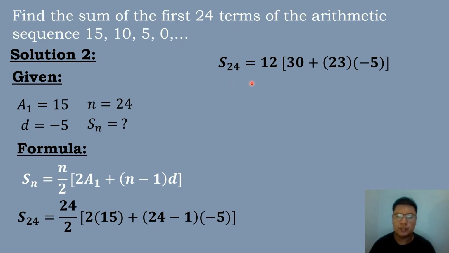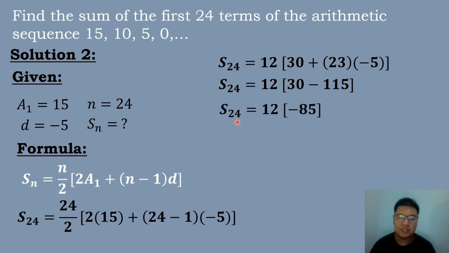S sub 24 is equal to 12 times 30 plus 23 times negative 5. So we have 2 times 15 is equal to 30 plus 24 minus 1 is 23 times negative 5. Then bring down S sub 24 equals 12 times 30 minus 23 times negative 5 is negative 115. Bring down S sub 24 equals to 12. And then 30 minus 115 is negative 85. And then negative 85 times 12 is negative 1020. So the sum of the first 24 terms of the arithmetic sequence 15, 10, 5, 0 is equal to negative 1020.